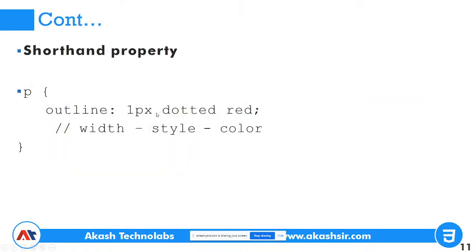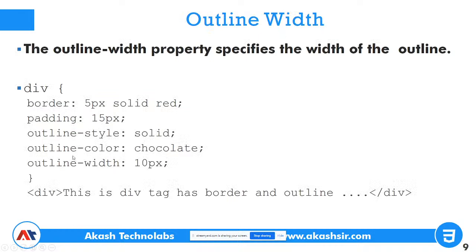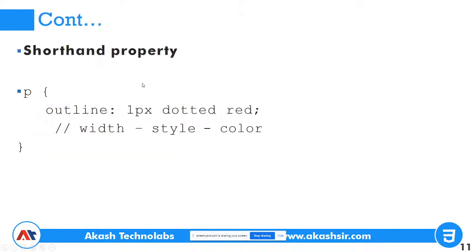Okay, so now we can also specify all properties in a shorthand property. For example, here you can see the outline contains a size, and then dotted and the red color. So we can specify these three different properties in a shorthand property. Okay.